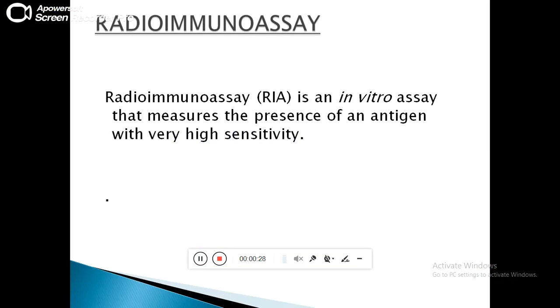A radioimmune assay is an in vitro assay that measures the presence of an antigen with a very high sensitivity. Here, according to the definition, a radioimmune assay is an in vitro assay. In vitro basically refers to any test that is performed inside the laboratory, that is used for the detection of an antigen with a very high sensitivity. That means if the concentration of an antigen in the sample is very low, the radioimmune assay is capable of determining that low concentration of an antigen in the sample.